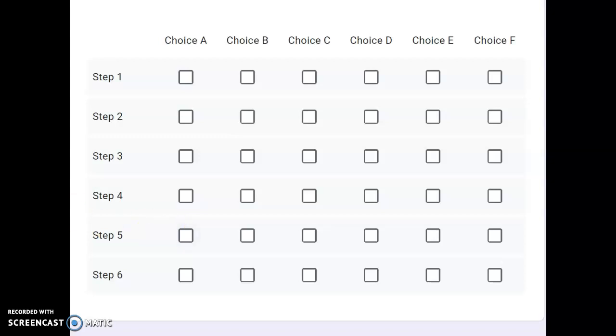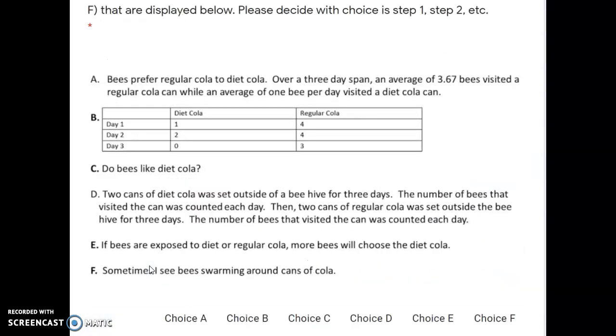So here is how you will answer. There are six steps of the scientific method, and we want to figure out which of the choices listed above is step 1, which one's step 2, 3, and so on. So you're going to put these into a logical sequence of what would happen first, what would follow next. And how you'll select that is you'll just click on which choice you think it is. And there will be only one choice for each of the steps. So let's look at your choices.